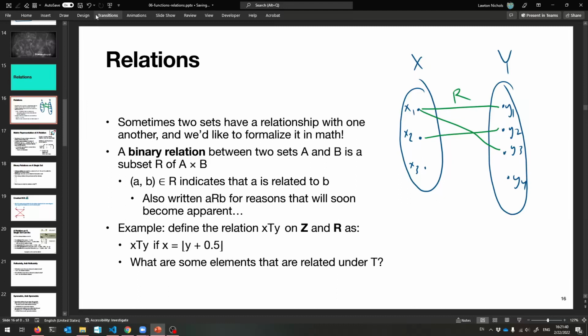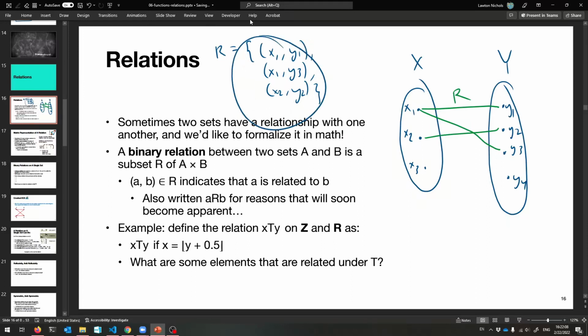And so that's already quite different from a function. Do you see that? So again, it's just a subset of A cross B pairs. So we can define a relation to be just like, okay, what's related? x1 is related to y1 in some way, x1 is also related to y3 in some way, and x2 is related to y2. These represent our relationships, okay? And again, it looks very similar to a function definition, but we don't have to fulfill any more requirements.